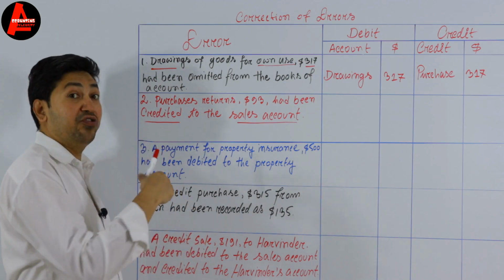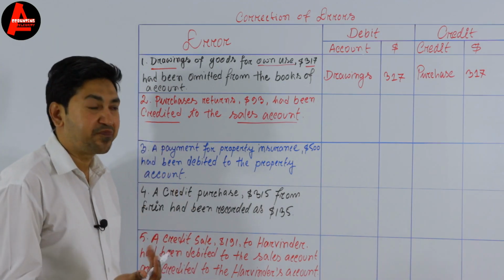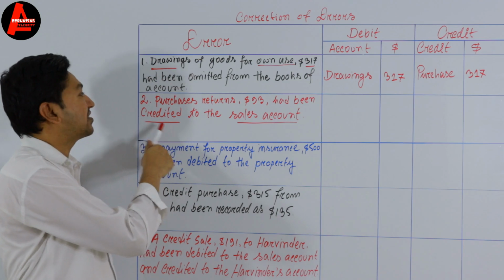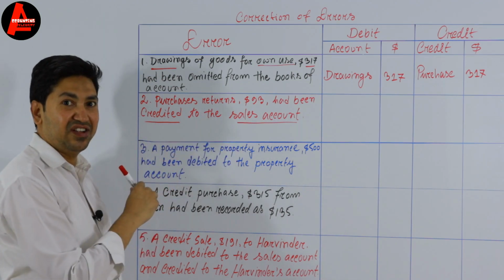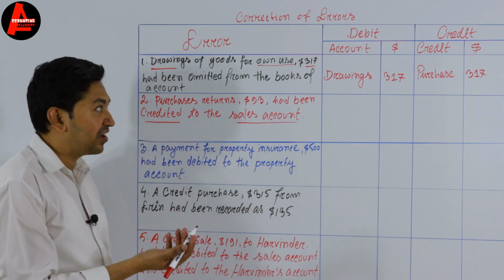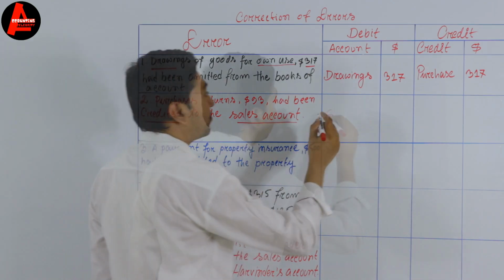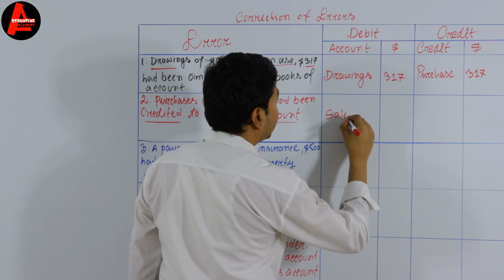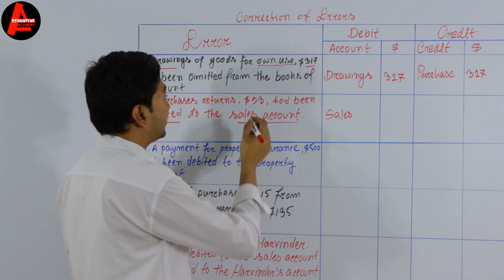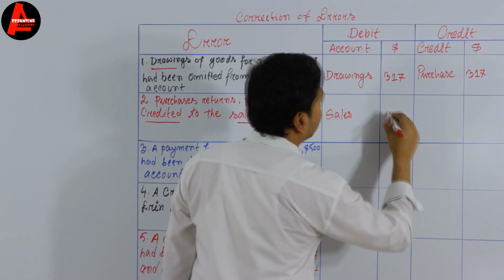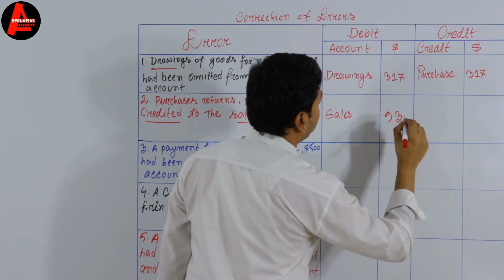So now to rectify, what to do? We need to debit this sales account. Okay, then it will be rectified. So let us write here the sales account first on the debit side. So here we write sales. The amount is here $93. So we will write here 93.